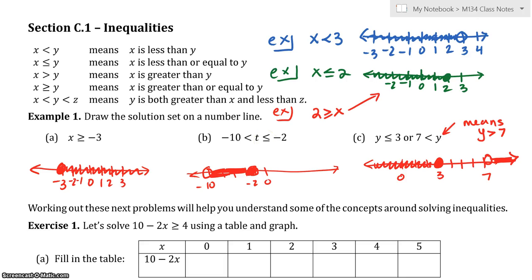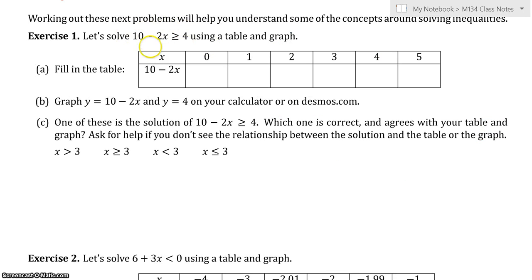Let's try exercise 1. We're going to solve where is 10 minus 2x greater or equal to 4. Let's do it using a graph or a table. Let's start with a table. If I look at the left side of this expression and put it here, and I just plug in 0, let's see what values of x do we plug in to get things that are bigger than or equal to 4. So if I plug in a 0 here, I get 10. That doesn't work. Plug in a 1, I get 8. Plug in a 2, that would be 10 minus 4, which is 6. Plug in a 3, 10 minus 6, which is 4.